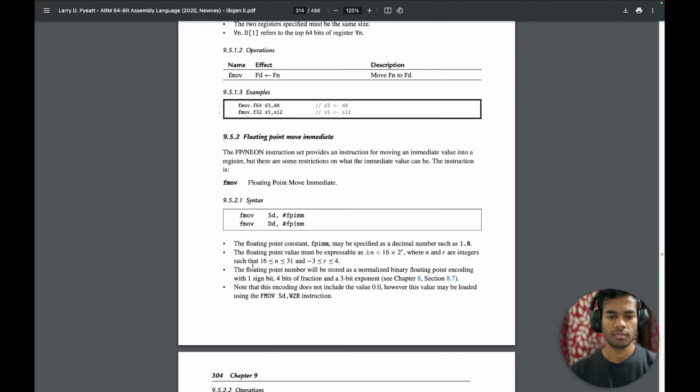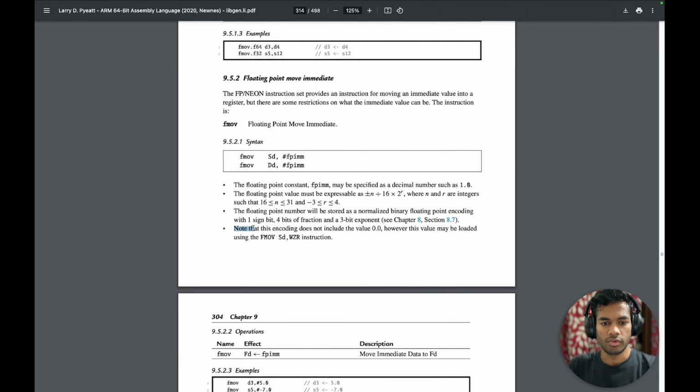Okay. The floating point number will be stored as a normal binary floating point encoded with 1 sign bit, 4 bits of fraction, and 3 bits of exponent. See chapter 8.7. Yeah, like the standard that we use to store floating point numbers. Note that this encoding does not include the value 0.0. However, this value may be loaded using a move into the S register from the WZR register.